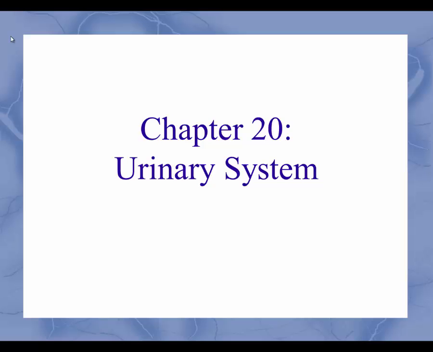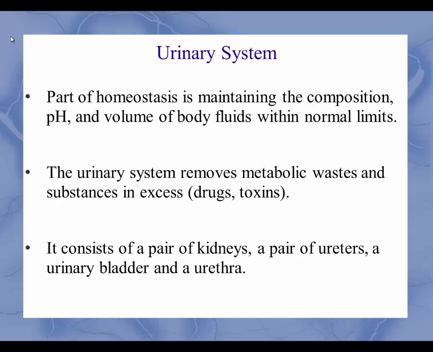Okay, in this video, we'll go over Chapter 20, the urinary system. Part of keeping a stable environment, or homeostasis, is to maintain the composition, the volume of various body fluids and pH within a fairly narrow range of normal limits. The whole point of the urinary system is to remove metabolic waste, such as drugs and toxins that your body doesn't really need. The whole system is made up of 2 kidneys, 2 ureters, the urinary bladder, and the urethra.